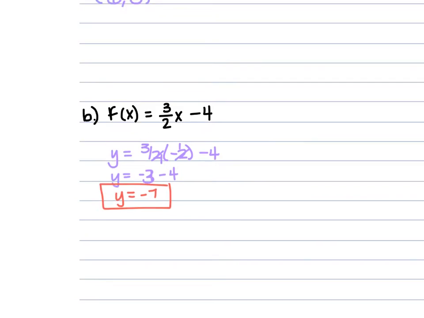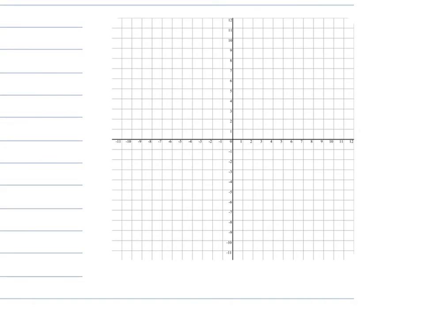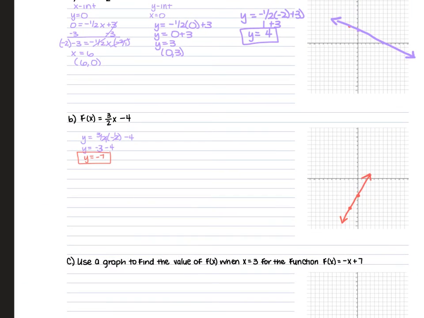So this is our answer. And then if we were to plot it, it would just be negative 2, negative 7, which is here. And then if we found our x-intercept, it would be negative 4. Our y-intercept is negative 4. So we do have 2 points from here. We can draw our line through those 2 points.